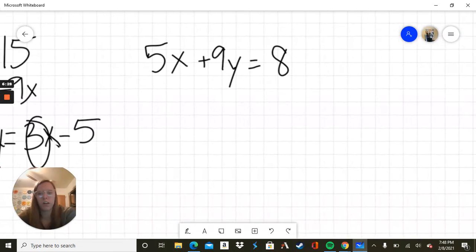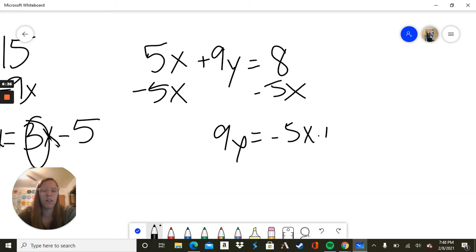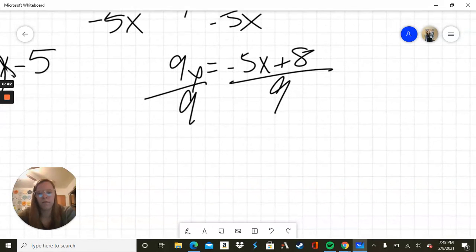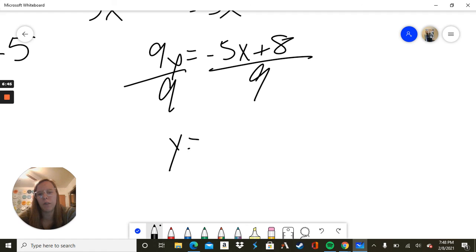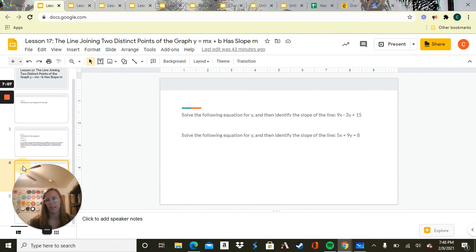Okay, one more. We're going to subtract 5x. 9y equals negative 5x plus 8. Divide by 9. We're going to get y equals negative 5/9 x plus 8/9. So negative 5/9 is your slope. Go up negative, well, down 5 because it's a negative, and then left 9. Okay? And I do believe that's it.